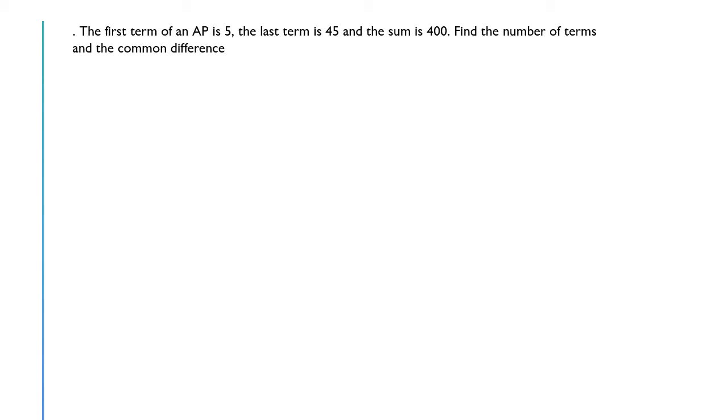The first term of an AP is 5 and the last term is 45, and the sum is 400. Find the number of terms and common difference. This is the easiest one that I have picked up. What are the things given to us? Let us write first. First term, A equal to 5. Last term, L or AN, is equal to 45. Sn is given as equal to 400.